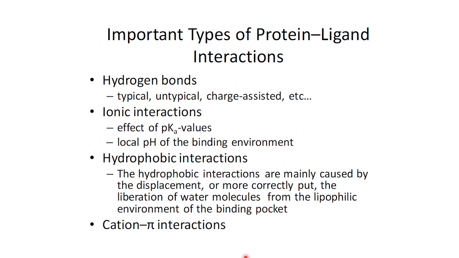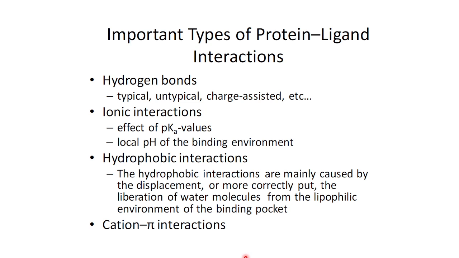So there are different types of protein ligand interactions, in terms of hydrogen bonds. There are typical hydrogen bonds, then untypical hydrogen bonds, and charge assisted hydrogen bonds. For the ionic interactions, there is the effect of pKa values. Also the local pH of the binding environment will affect the interaction of your protein and the ligand. The hydrophobic interactions definitely play a role in this.